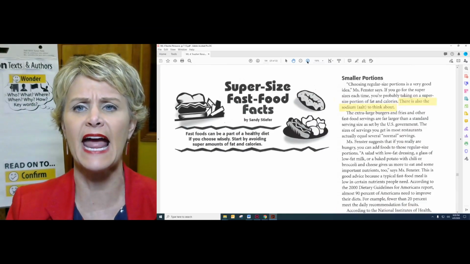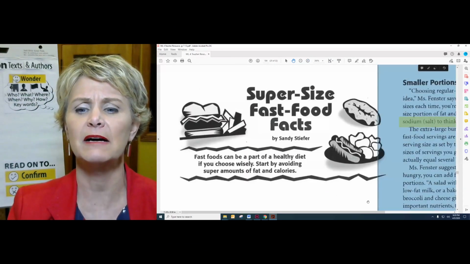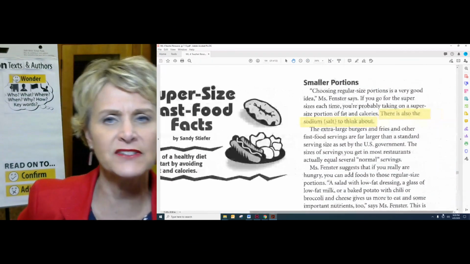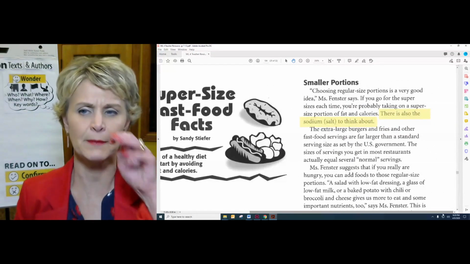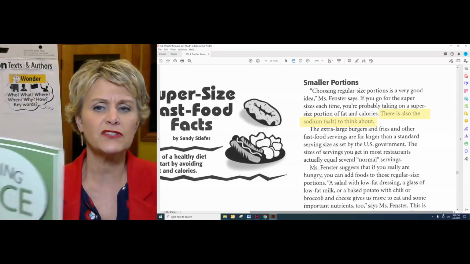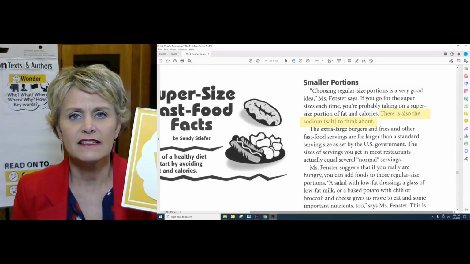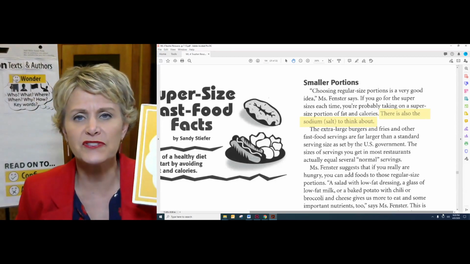All right, let's try this. Let's see this in action. I've got a couple excerpts here. This first one comes from our Supersized Fast Food Facts article that we read a couple lessons back. Okay, so watch how this works. There is also the sodium, salt, to think about. Do you see it? If I don't know what sodium is, the author's helping me.